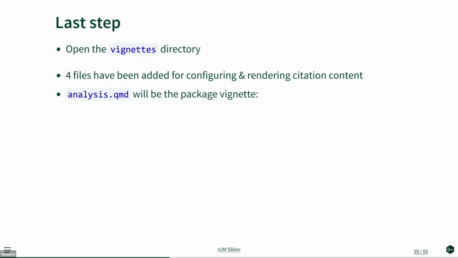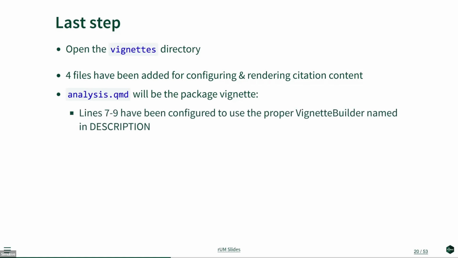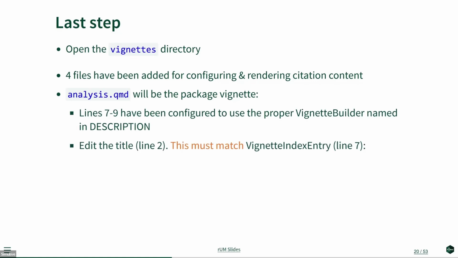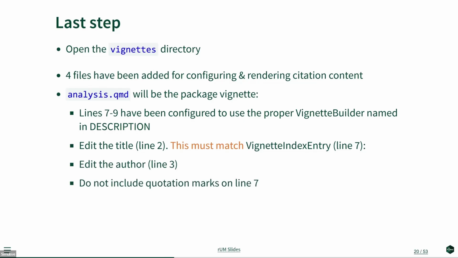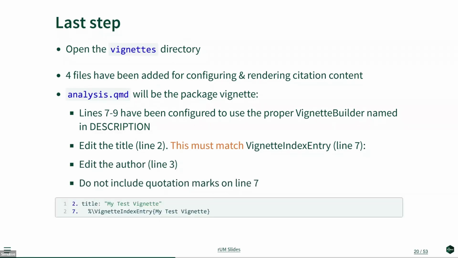The analysis.qmd inside that vignettes directory will become the package vignette. Again, we need some modifications here. So line 2 is the title, which must match exactly line 7. We encourage you to do that. But then when you are modifying line 7, do not include quotation marks. Okay, so it looks like this. We use my test vignette with the quotation and without quotation, then again on line 7.